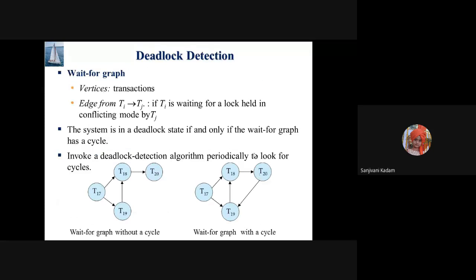So this is a graph. There is an edge from Ti to Tj if Ti is waiting for a lock held in conflicting mode by Tj. The system is in a deadlock state if and only if the wait-for graph has a cycle. Here there is no cycle, but now here is a cycle: T19 is waiting for T18, T18 is waiting for T20, and T20 is waiting for T19. So this is one example of a wait-for graph.